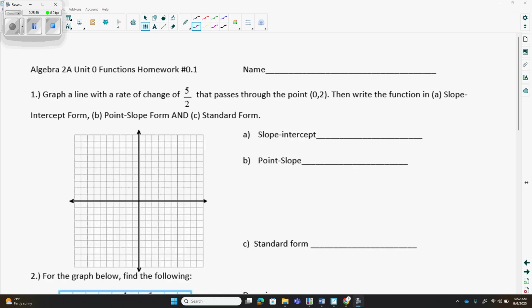Okay. So we got to put parentheses, right? And plus 0, plus 2.